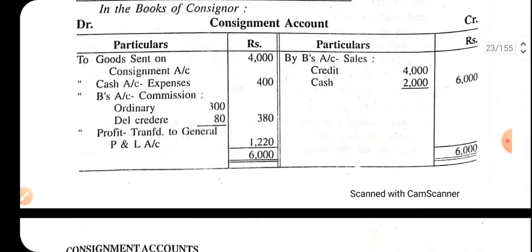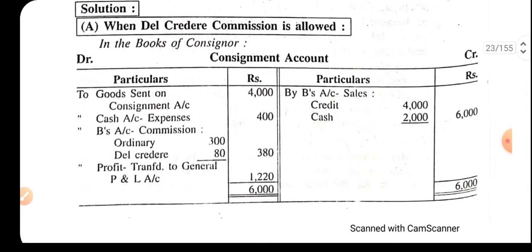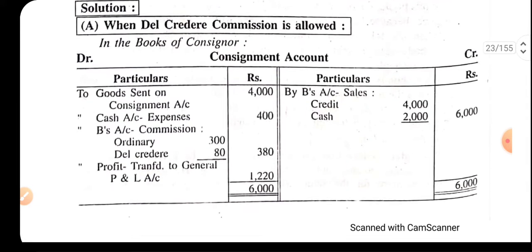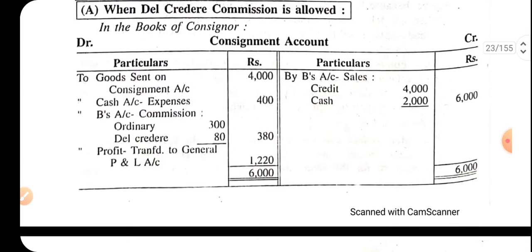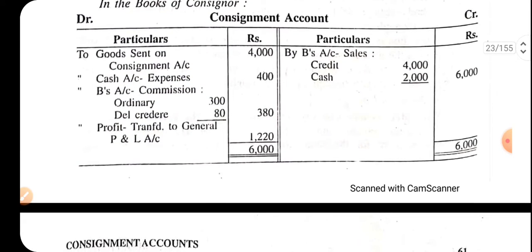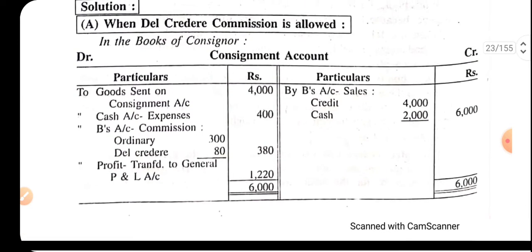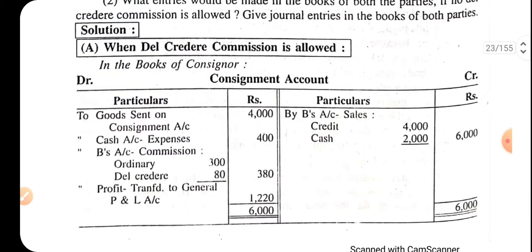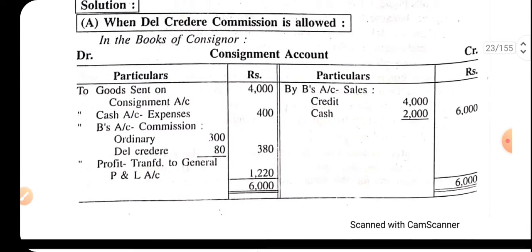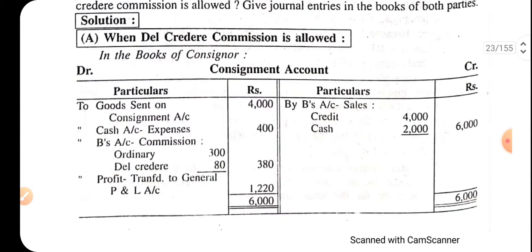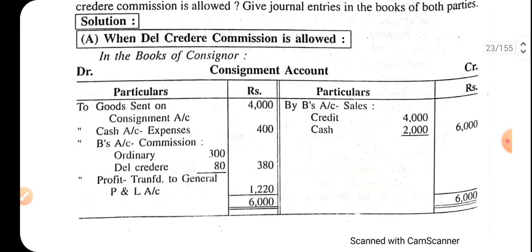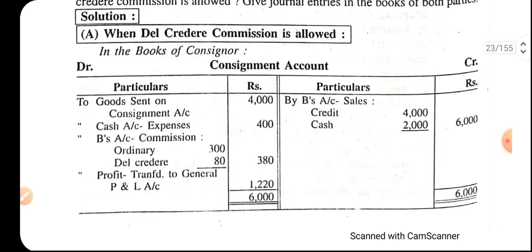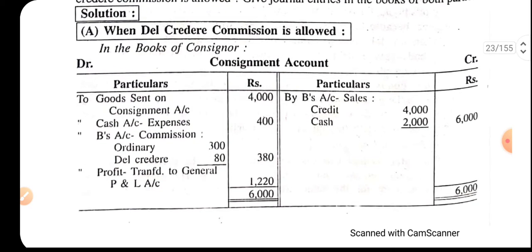So let us calculate the commission on consignment. So consignment account debit to consignee account. There are two parts of commission, 5% on total sale and 2% on credit sale. Credit sale is 4,000, total sale is 6,000. So 5% of 6,000 is 300, 2% of 4,000 is 80. So total commission paid by consignor to consignee is 380.